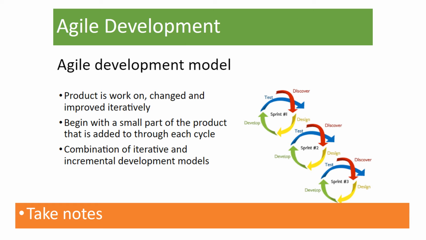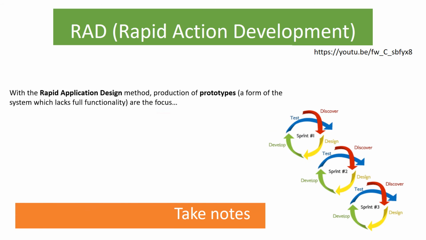Agile development methods can be seen as methods which we work on and we change as we go through, beginning with a small part of the product, and we keep adding more to that. It's actually a combination of more iterative and incremental design methods. You've seen the spiral method is fairly agile, and we're going to have a look at 2 more.